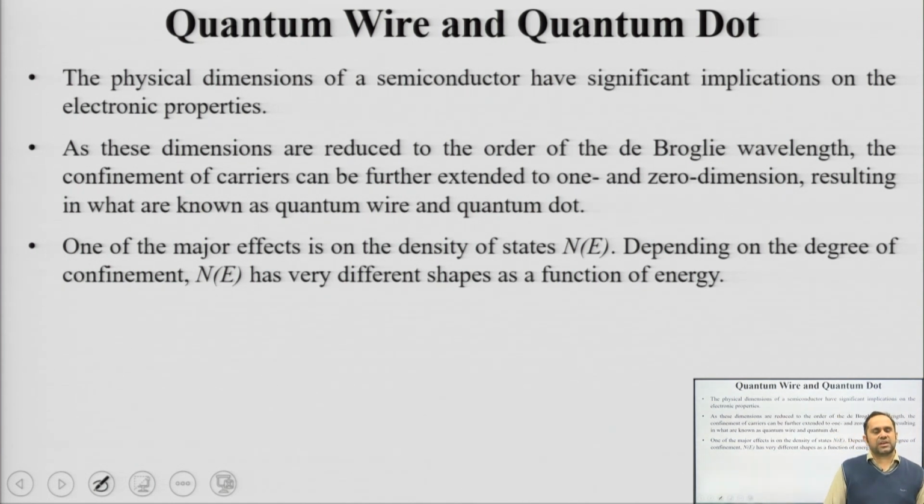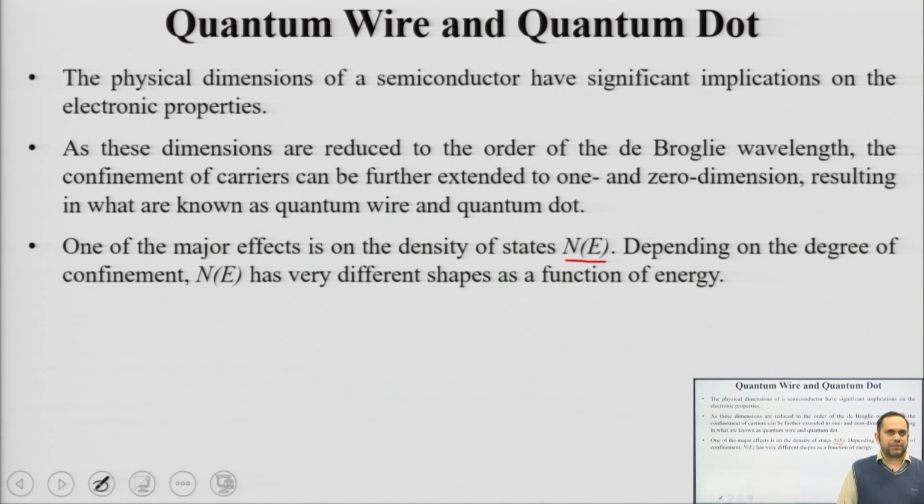One of the major effects happens on the density of states. This is the symbol for density of states. If you remember our discussion on carrier concentration, density of states is the number of energy states available per unit energy per unit volume. These are the states which are nothing but solutions of the Schrodinger wave equation. These are the energy levels which are expected to be discrete, and which charge carriers can occupy.